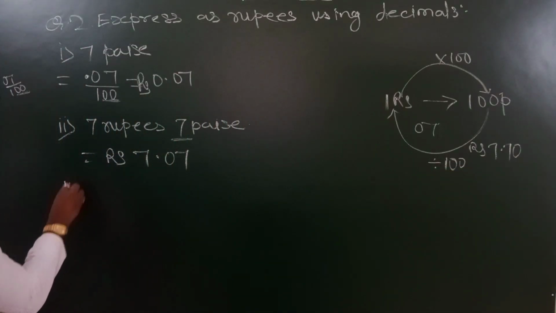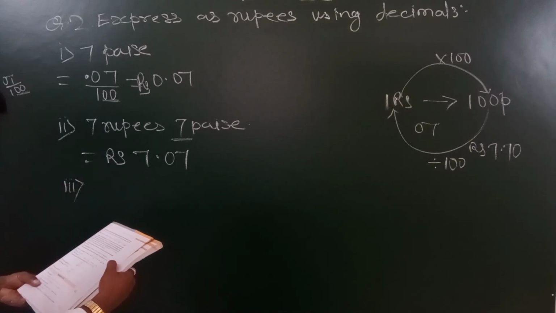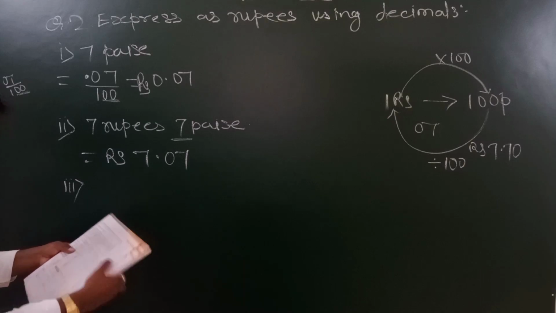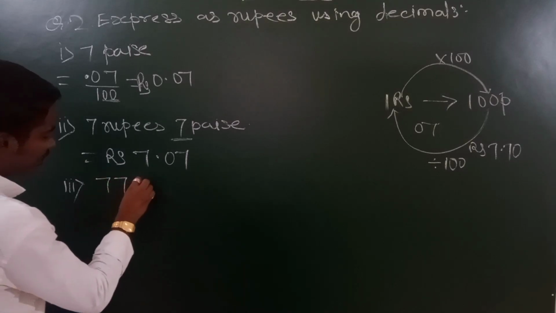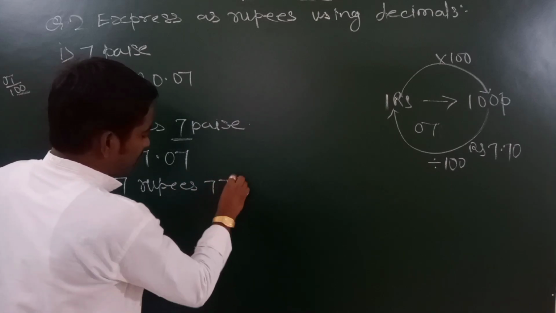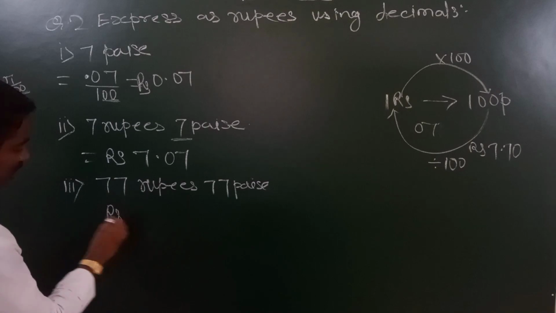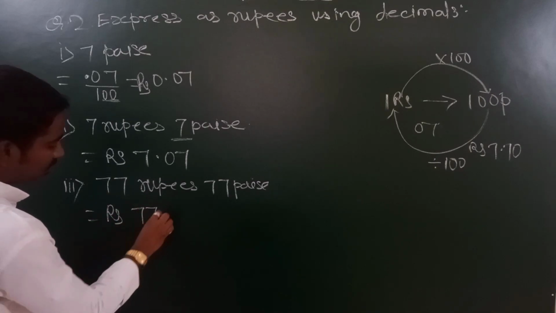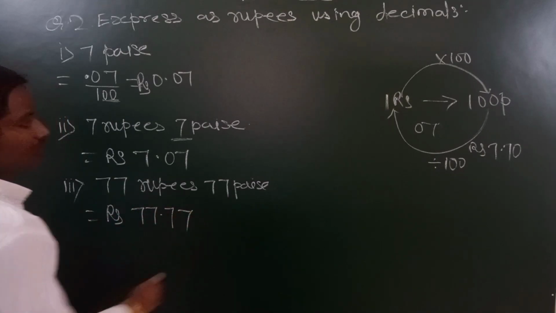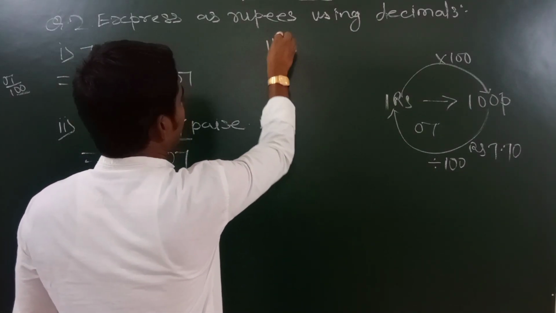Now moving to the next segment, students, segment number 3. It is 77 rupees and 77 paise. Now it is very simple: 77 rupees 77 paise. So here we simply write equals to rupees 77.77.